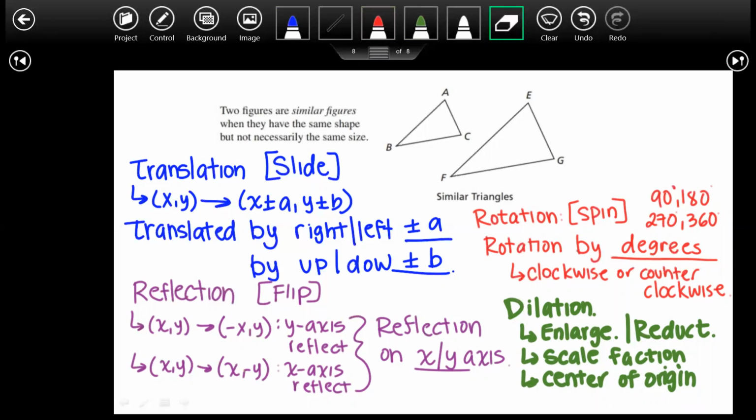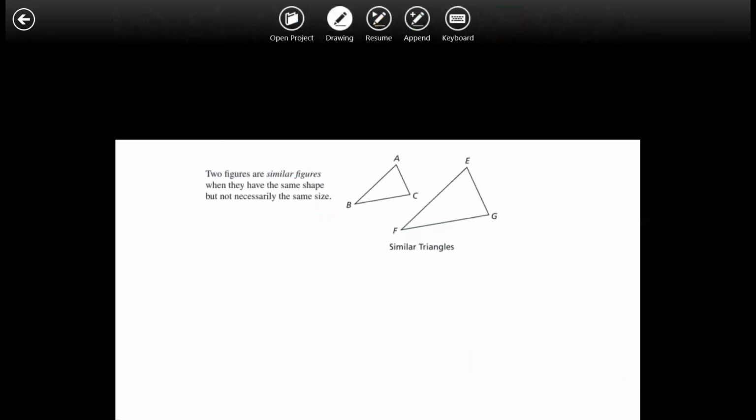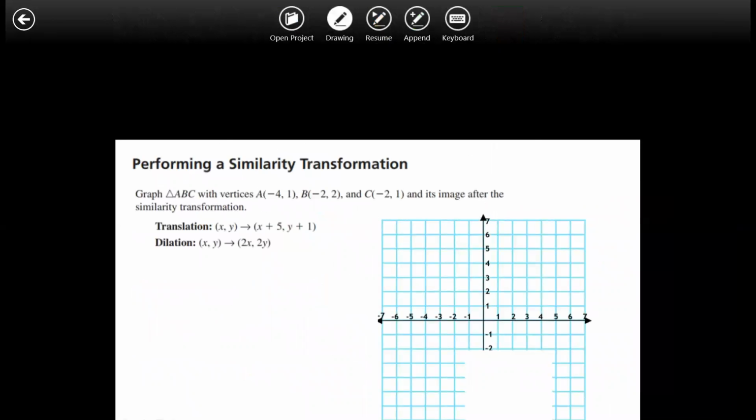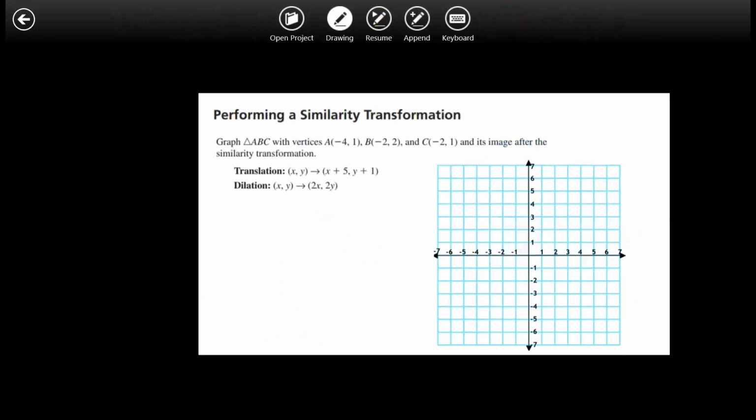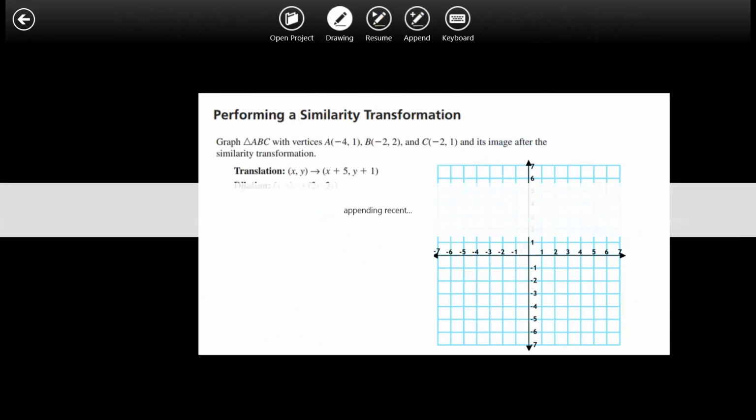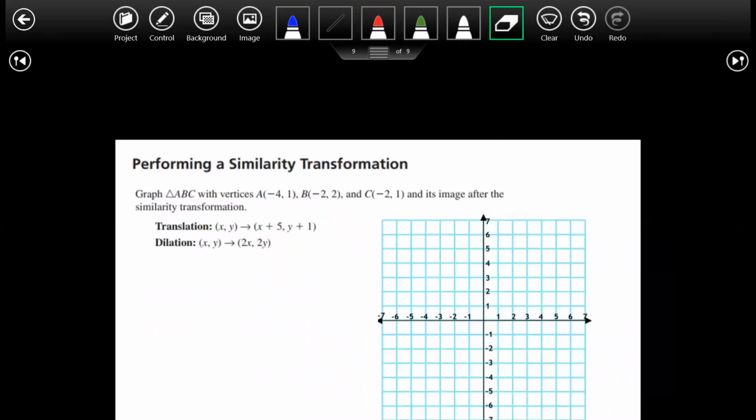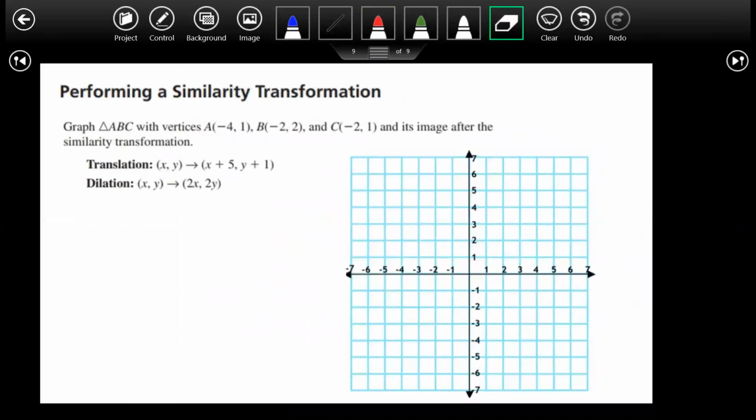Before we even describe them, let's just apply what they mean. What does it mean to be similar? So let's go ahead and try the next ones out. Do me a favor and copy down this problem. Performing a similar transformation is also referred to as applying a sequence of transformations. We're going to have three pictures on this graph, and we got to be able to determine what the picture looks like and what our final image is.